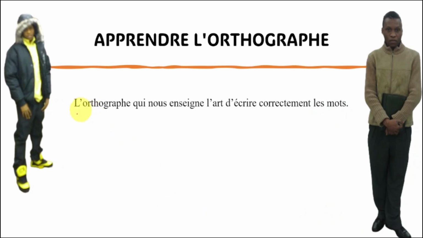Okay? So here I link it. L'orthographe. Okay, I link this one. L'orthographe qui. This one sounds like this. Qui nous. You don't need to say this. Qui nous. This one enseigne l'art. I link this together. D'écrire. Okay, I link that together.